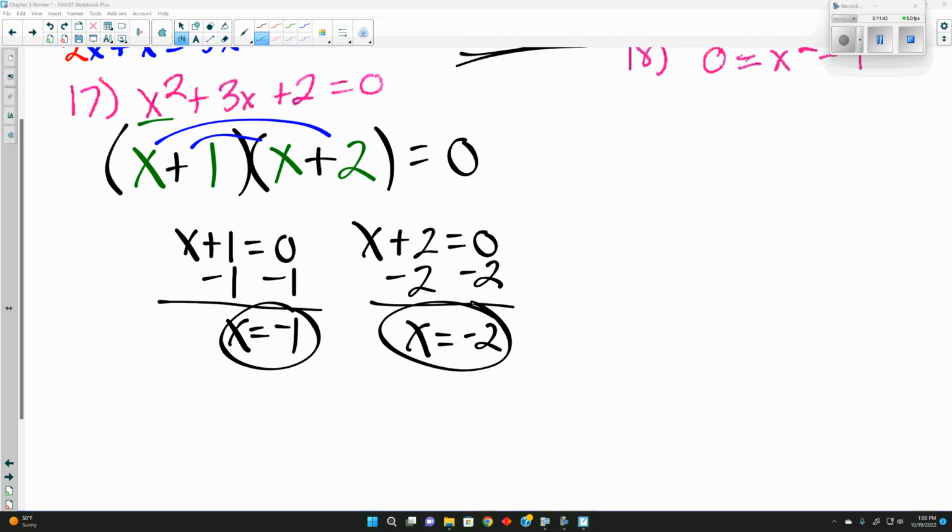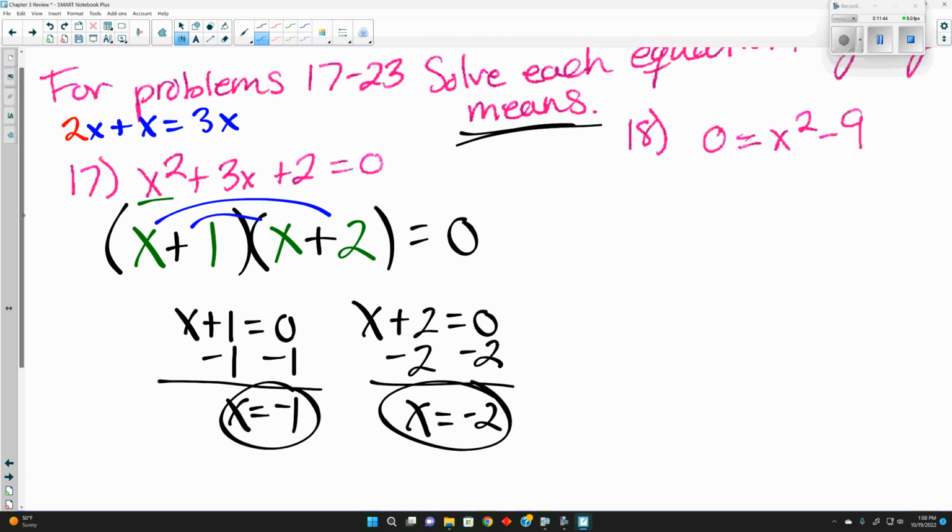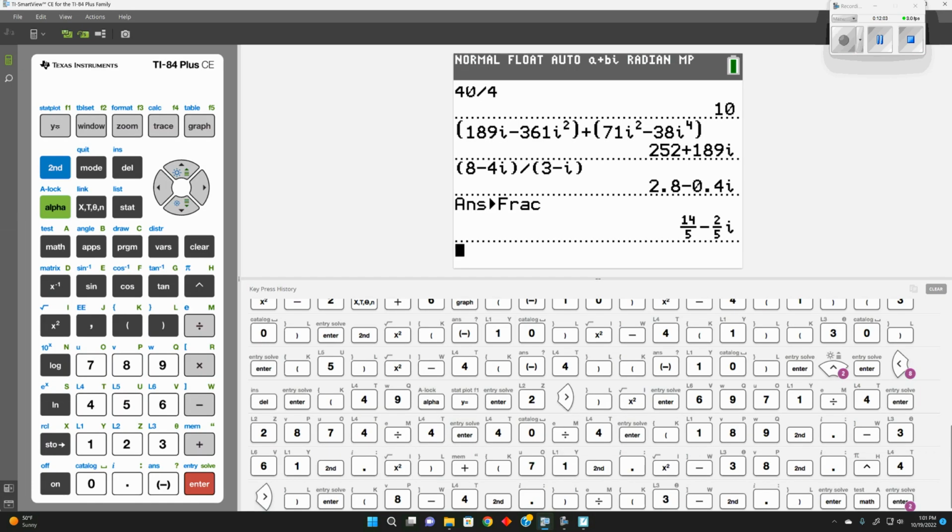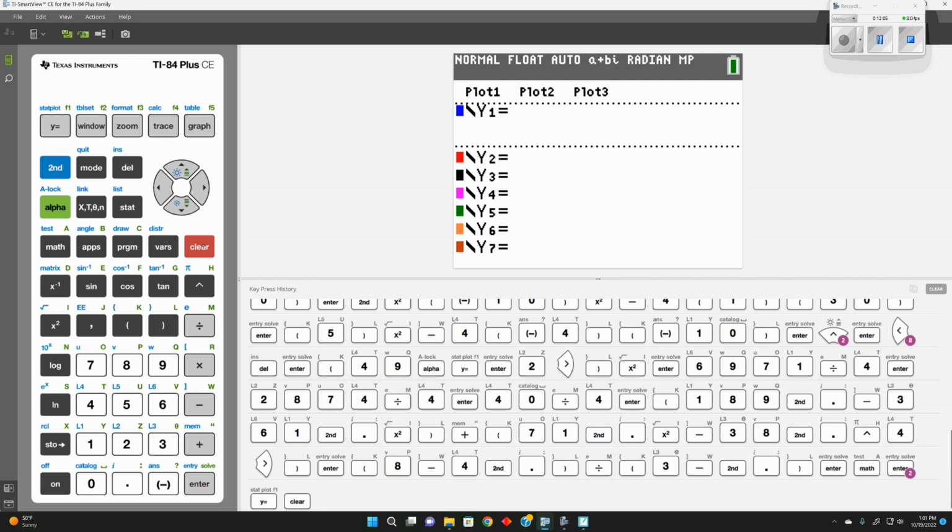So x squared minus 9 equals 0. This one here, we could factor it because x squared minus 9 is a difference of perfect squares, yes? So it factors to x plus 3 times x minus 3. We could use the square root method because there's no middle term. We could add 9 to both sides, take the square root, and solve that way. Or we can graph it, because as long as the equation is equal to 0, we can plug it in.